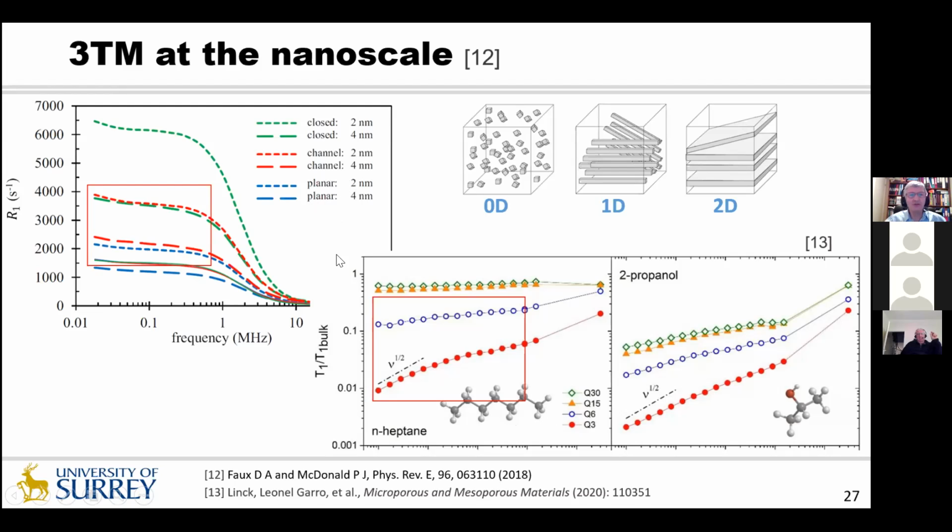Now, yes, they're using 3 and 6 nanometers. We're using 2 and 4 nanometers. They've used heptane. We have water. But nonetheless, qualitatively, this is very, very reassuring indeed that we have something here.